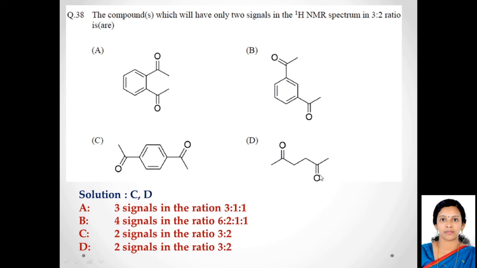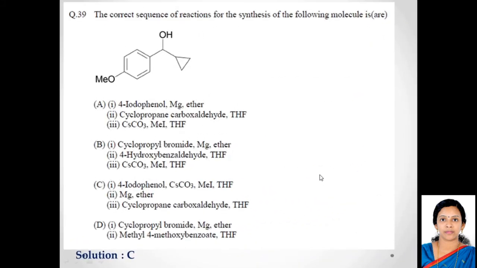So moving on to question number 39. The correct sequence of reactions for the synthesis of the following molecule is... So we have to synthesize this particular compound. So this has to be the product of our synthesis. So for getting this product, which of the synthetic pathways will we have to adopt? Which pathway is correct? So which of these reactions will end up giving this particular product?